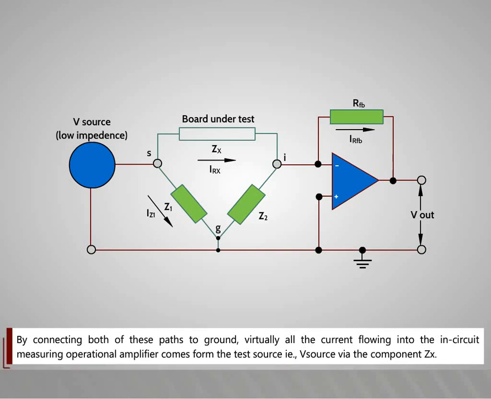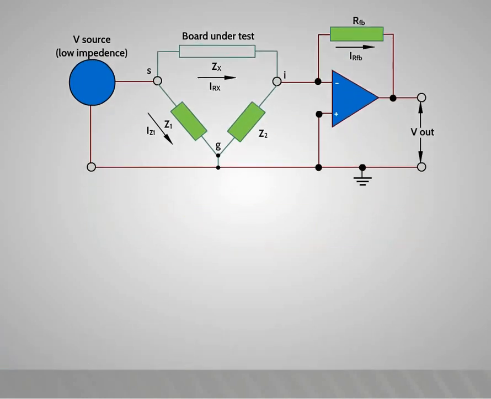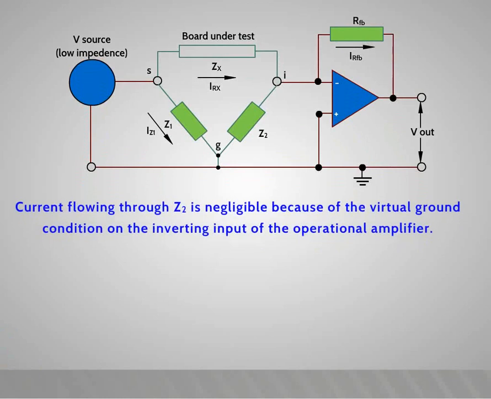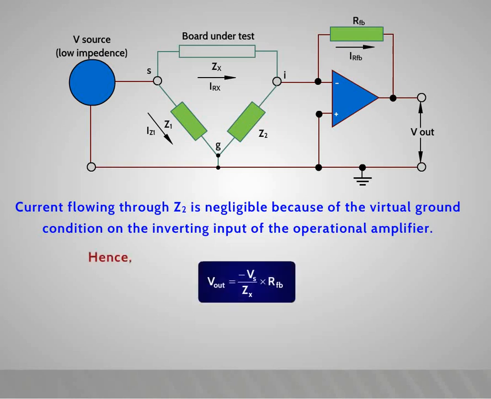virtually all the current flowing into the in-circuit measuring operational amplifier comes from the test force, that is V source, via the component Zx. Current flowing through Z2 is negligible because of the virtual ground condition on the inverting input of the operational amplifier. Hence, Vout is equal to minus Vs by Zx into RFB. Zx is equal to minus Vs into RFB by Vout.